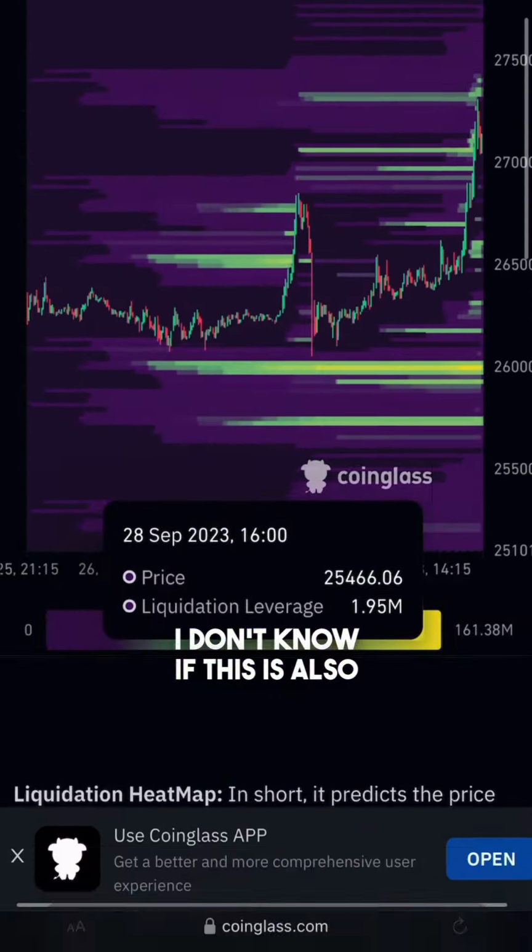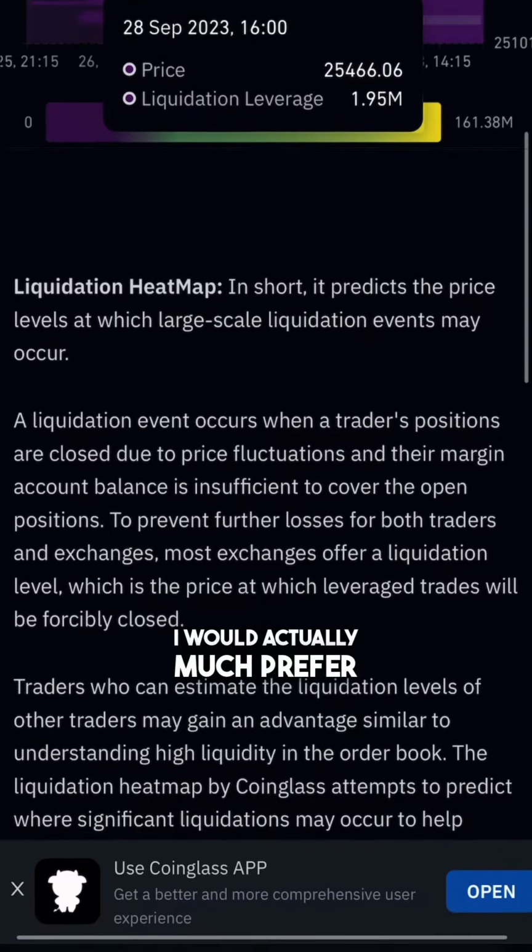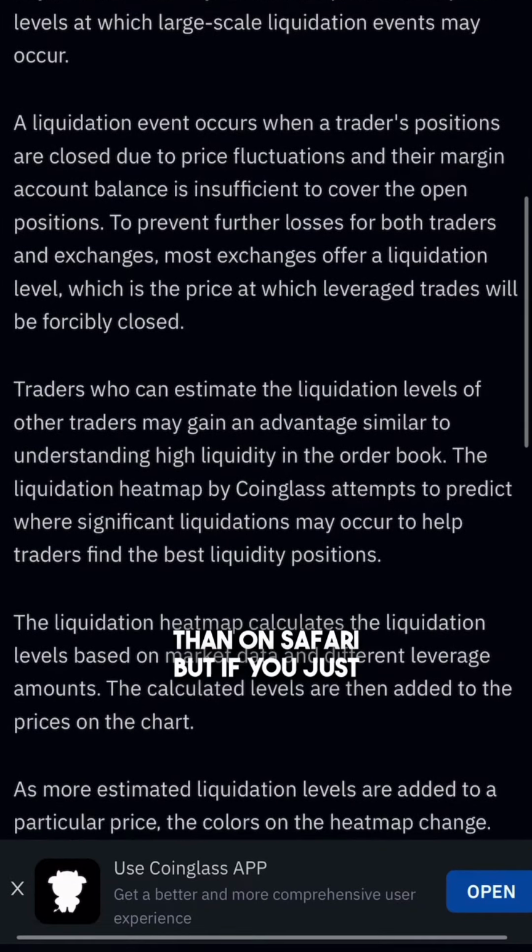Now, I don't know if this is also on the app because I downloaded it and I couldn't find it. So if you guys do know if this is on the app, do let me know in the comment section below. I would actually much prefer to use this on the app rather than on Safari.